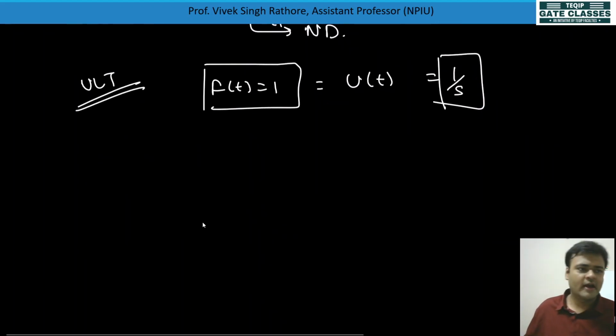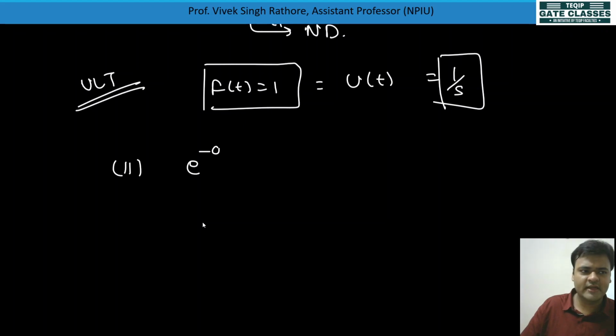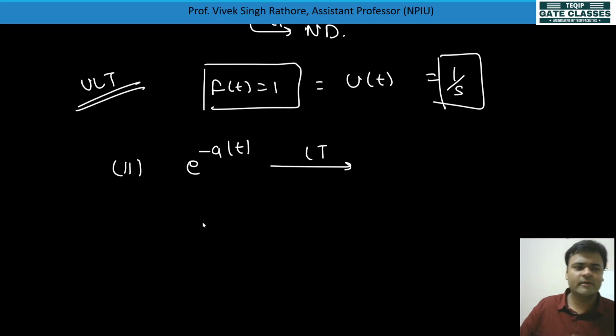Now I'll tell you the second part. Let's suppose e to the power minus a mod t is there. Its Laplace transform is e to the power minus at, u of t, plus e to the power at, u of minus t, right?